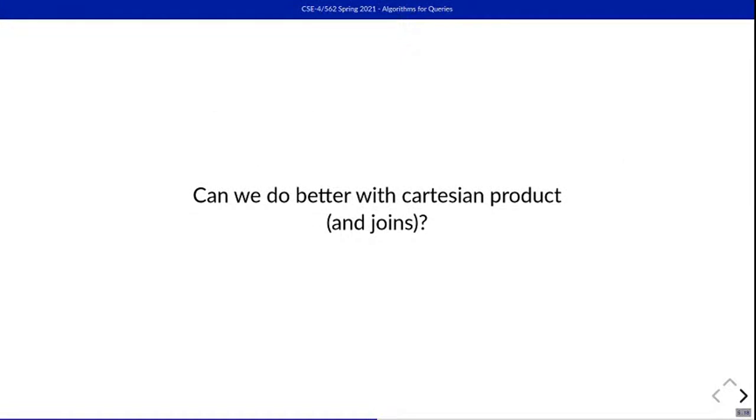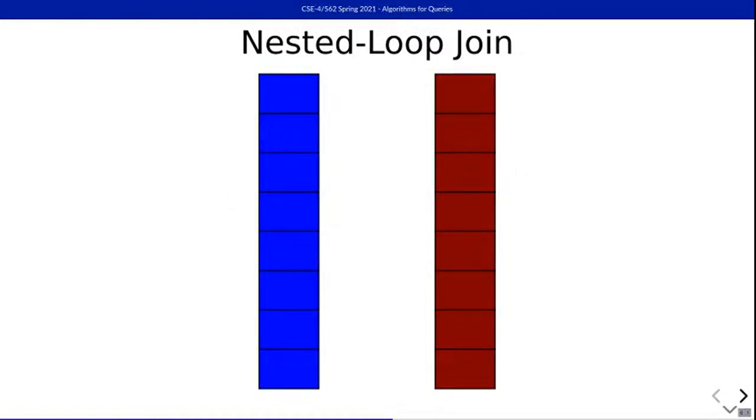Okay, so we've introduced so far some fairly naive algorithms for implementing Cartesian product. Can we do better? In order to understand how we can potentially do better, it helps to visualize what the algorithm looks like.